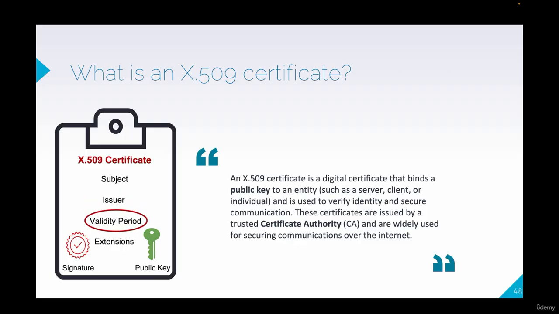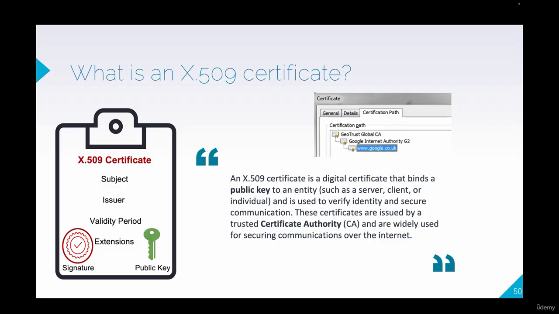The validity period specifies the time frame during which the certificate is valid and can be trusted. The public key is used for cryptographic operations such as verifying signatures. And lastly, the signature is a digital signature created by the certificate authority. This signature ensures the certificate's authenticity, confirming it was issued by a trusted certificate authority, and its integrity, meaning it hasn't been modified since its issuance.